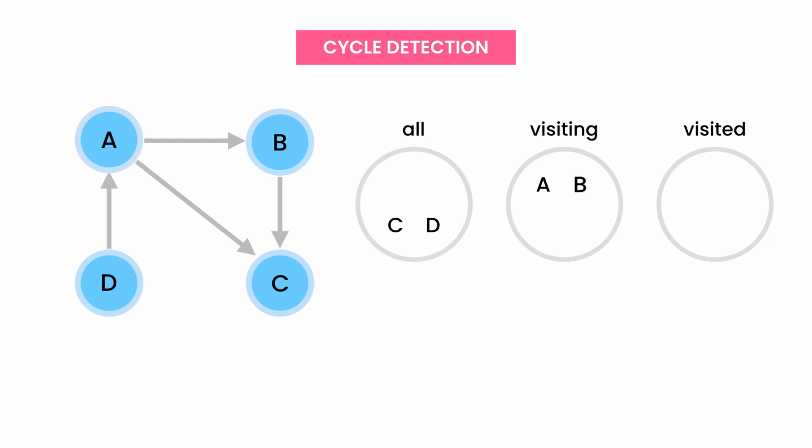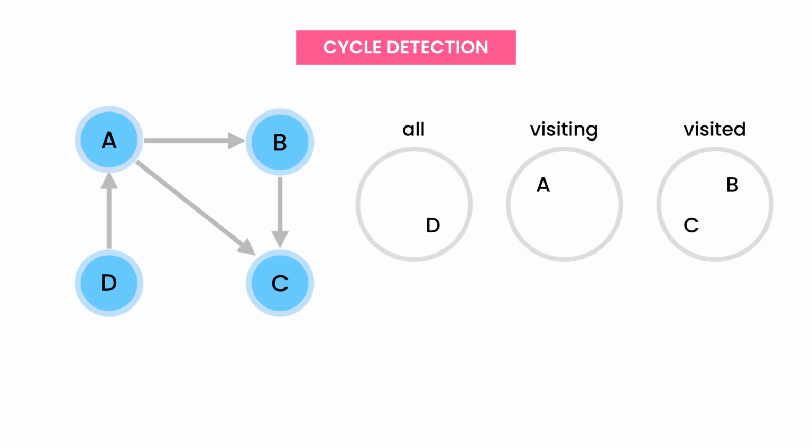So let's move B from the first set to the visiting set. Next we should explore the neighbors of B. So we move C from the first set to the visiting set. Now, C doesn't have any neighbors, so we're done visiting C, and we can move it from the visiting set to the visited set. The same is true for B, because B doesn't have any more neighbors to visit. So let's move it to the visited set as well.